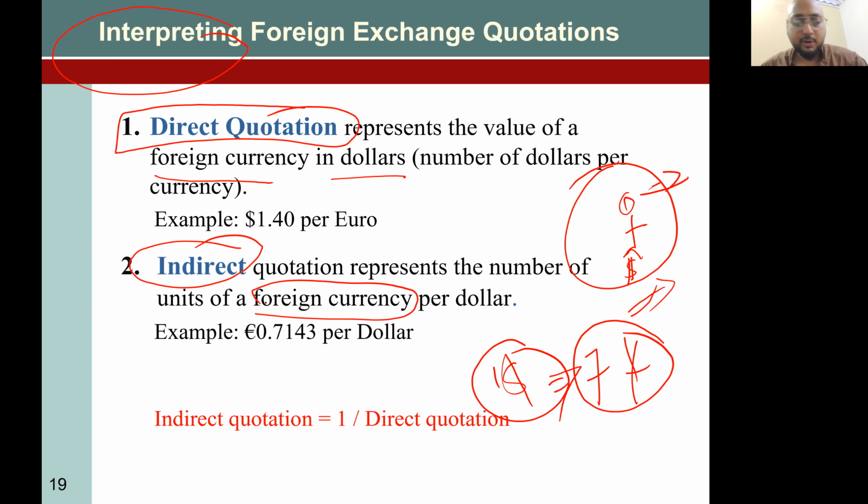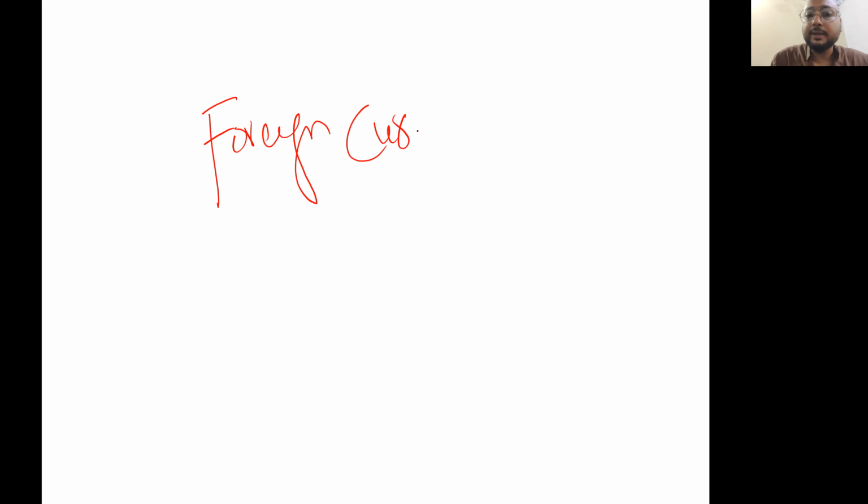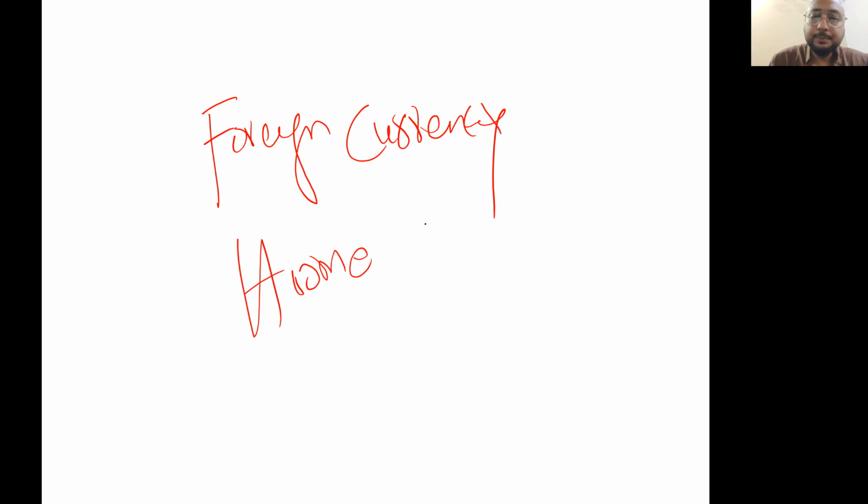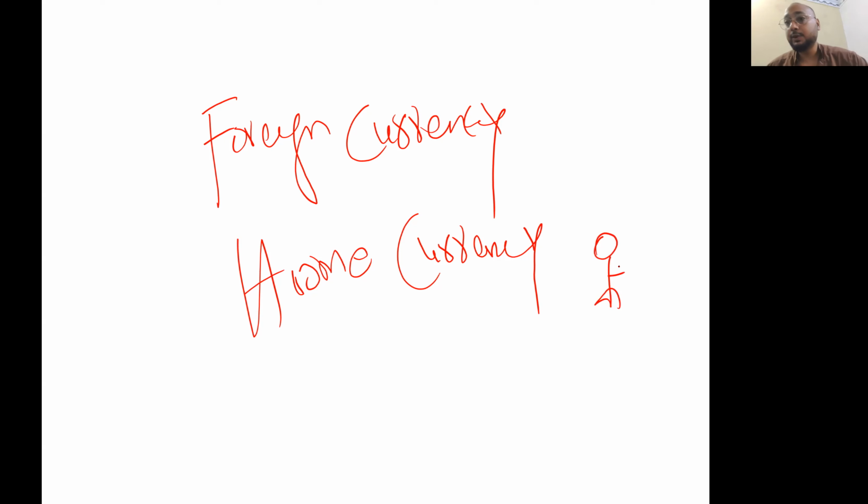So remember, I would be using a couple of terminologies here. Let me tell you. So there are different names of the currencies, like foreign currency. What does it mean by foreign currency? And what do we mean by home currency? Home currency is where you are right now, your perspective. If your home is China, if you are right now in China and you are dealing with the currency, then your home currency is yuan.